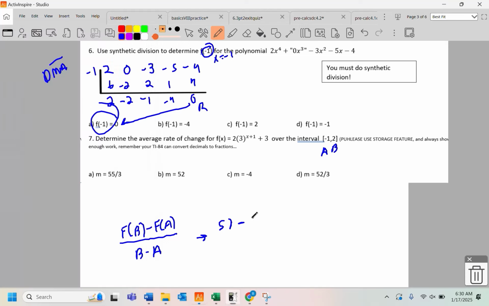I'm going to get a 5. And the bottom is b minus a, so 2 minus a -1. 57 minus 5 is 52. 2 take away -1 is 3. Choice D.